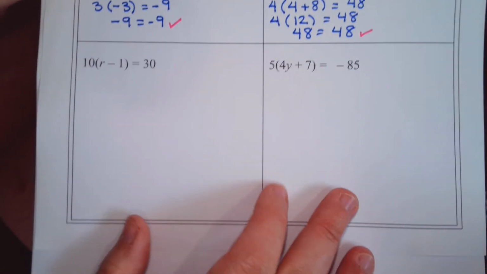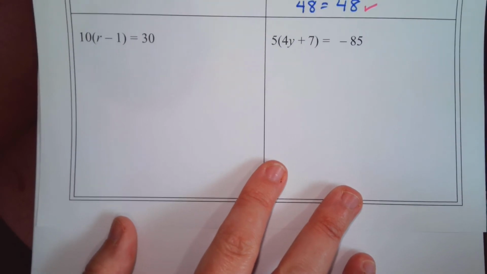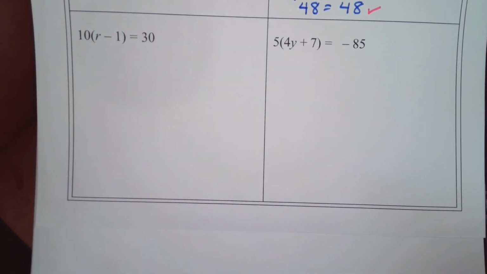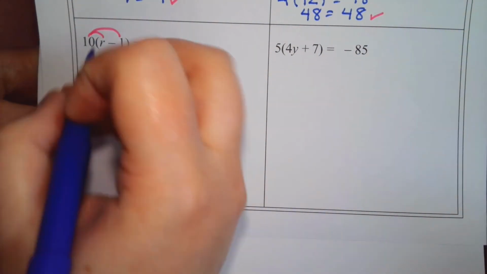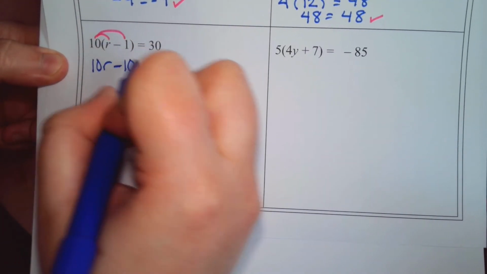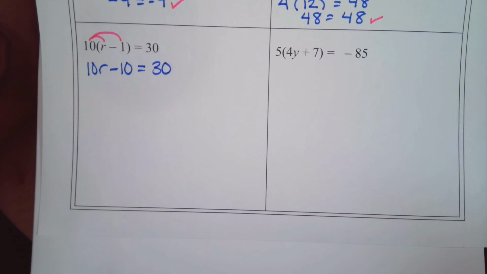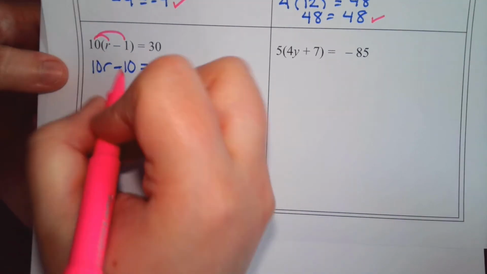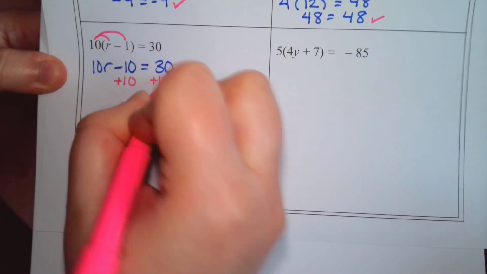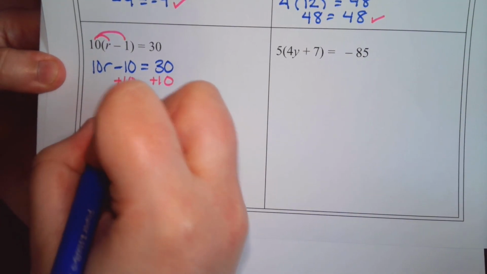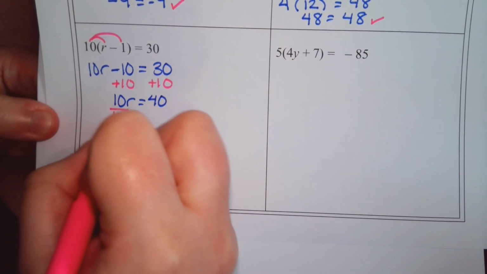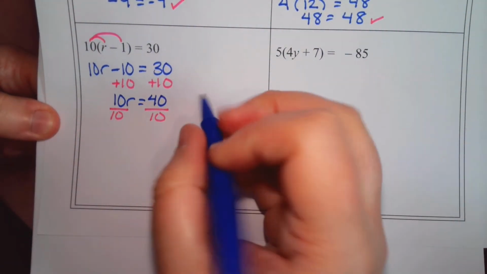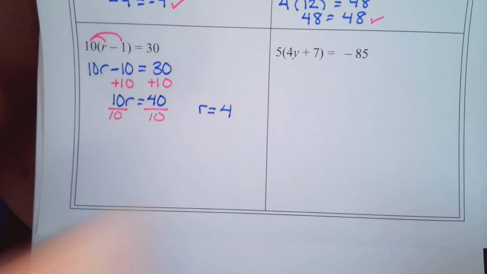So our next one is 10 times r minus 1 is equal to 30. So we're going to distribute 10 to the r minus 1, and we get 10r minus 10 is equal to 30. Now we need to move both 10s. So we're going to start with adding 10 to both sides, and we get 10r is equal to 40, and then finally divide by 10. This ends up giving us r is equal to 4.